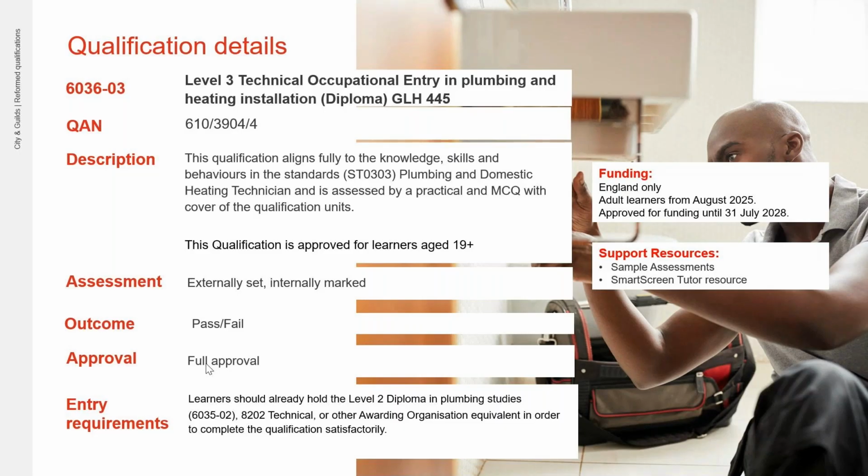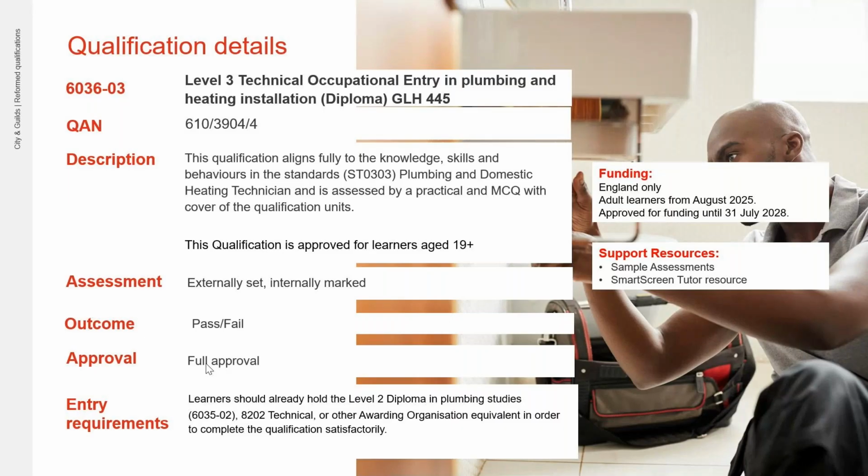The qualification is approved for learners aged 19 plus. Assessment is externally set and internally marked. Outcomes are pass or fail. Approval, again, full approval is required, which we'll run through later in this presentation.